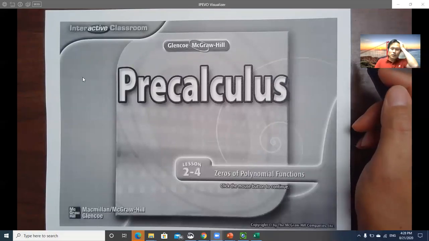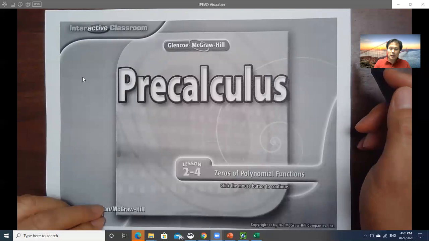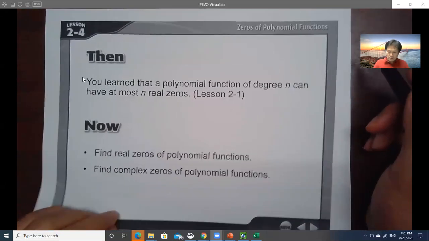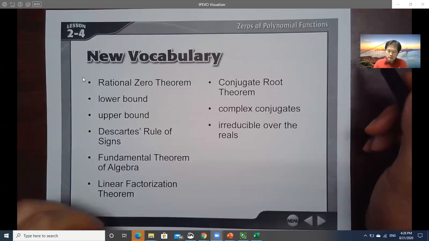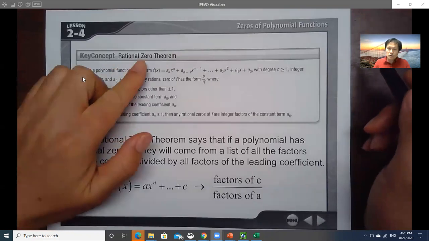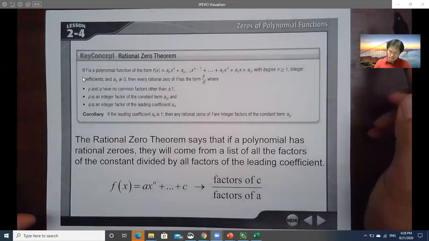Hello, pre-calculus 2-4, zeros of polynomial functions. Okay, so we are dealing with the rational zero theorem.